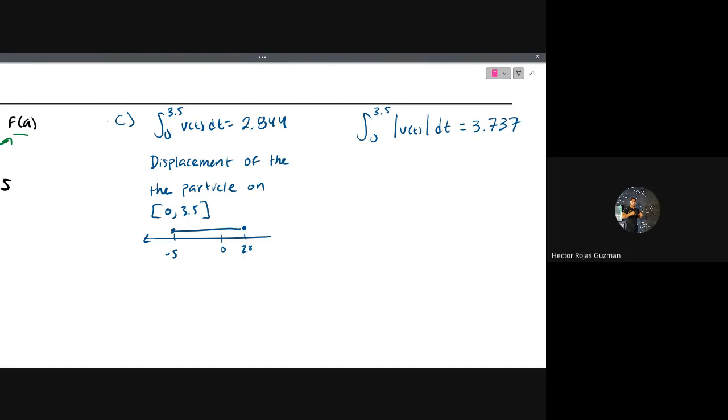The second one is the total distance traveled on the interval from 0 to 3.5. We don't know what the particle is doing, right? Because the particle could move forward, then move a little bit backwards, and then move forward again. We don't know, but we know that it lands at 2.8. But because we're also tracking the reverse distance, that's why the total distance is much greater, right? 3.7. So there it is.